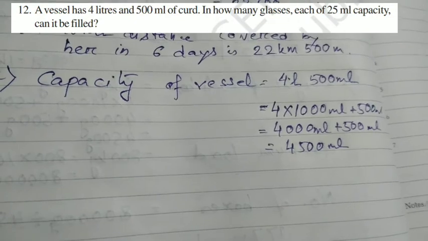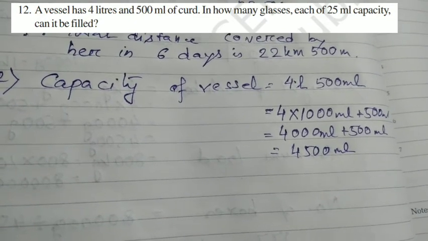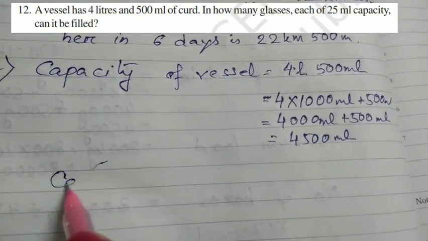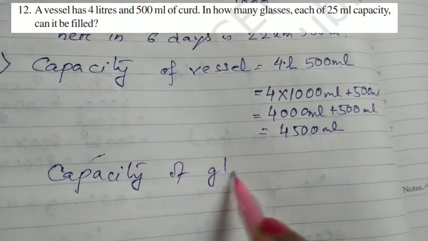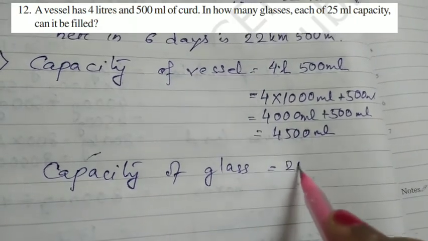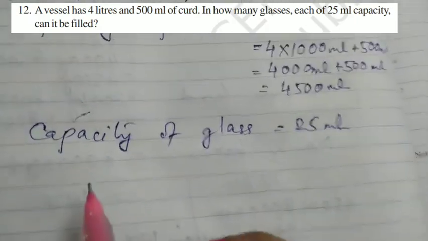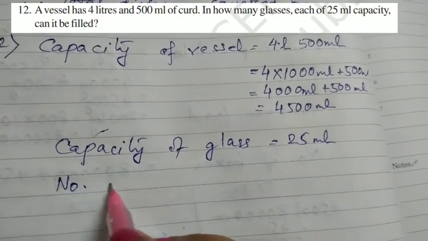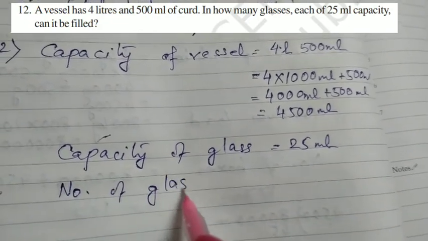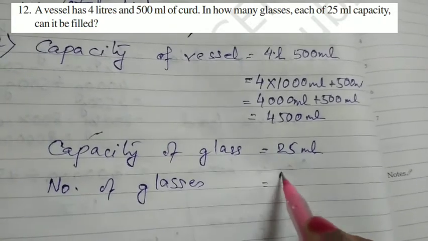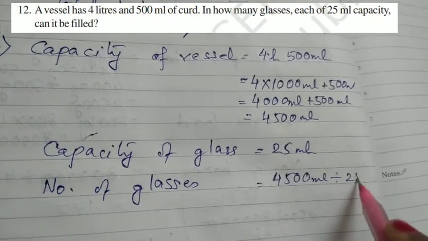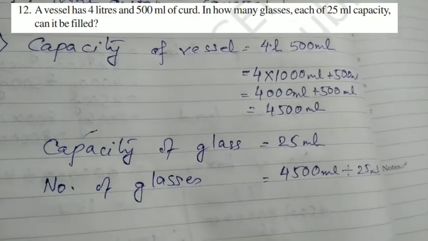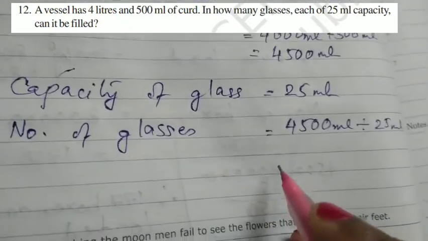Now in how many glasses each, or capacity of glass. Next I have capacity of glass. What is the capacity of glass? That is equal to 25 ml. So number of glasses, what will be the number of glasses? What should I do? I should divide ml divided by 25 ml. Okay, now if I divide this both, what will I get?